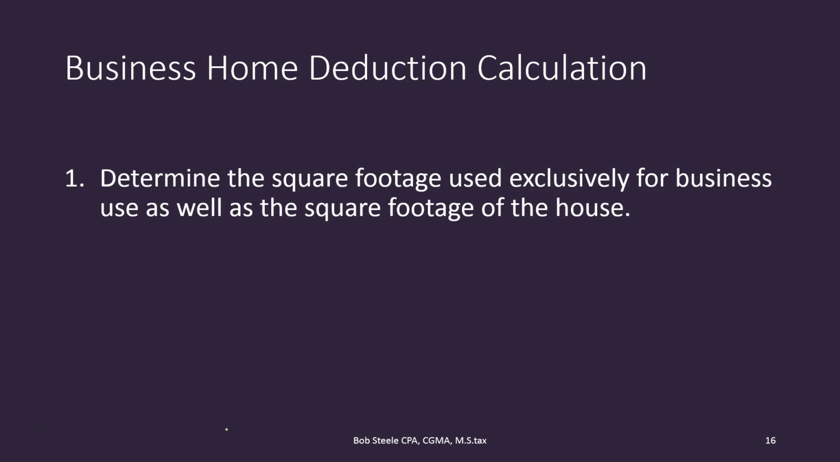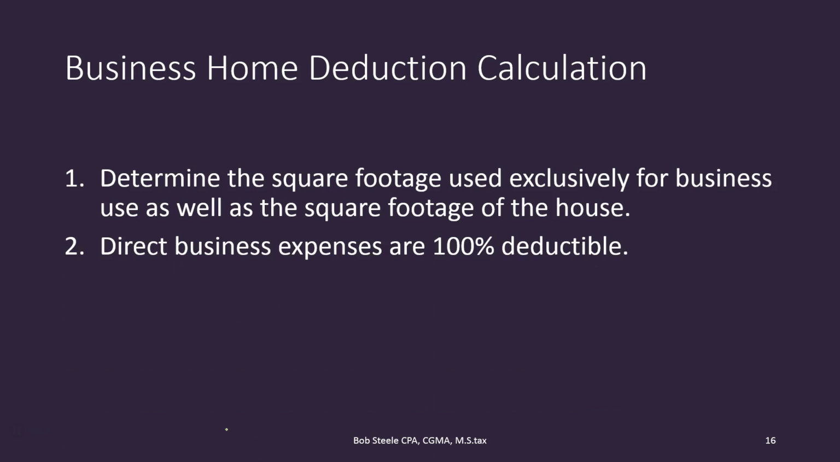So first, we could do this with a square footage ratio calculation. We could determine the square footage used exclusively for business use, as well as the square footage for the entire residence, and take the ratio, the amount for the business divided by the footage for the entire house, and apply that ratio to the expenses that are part of both the business and the house, such as the utility bill.